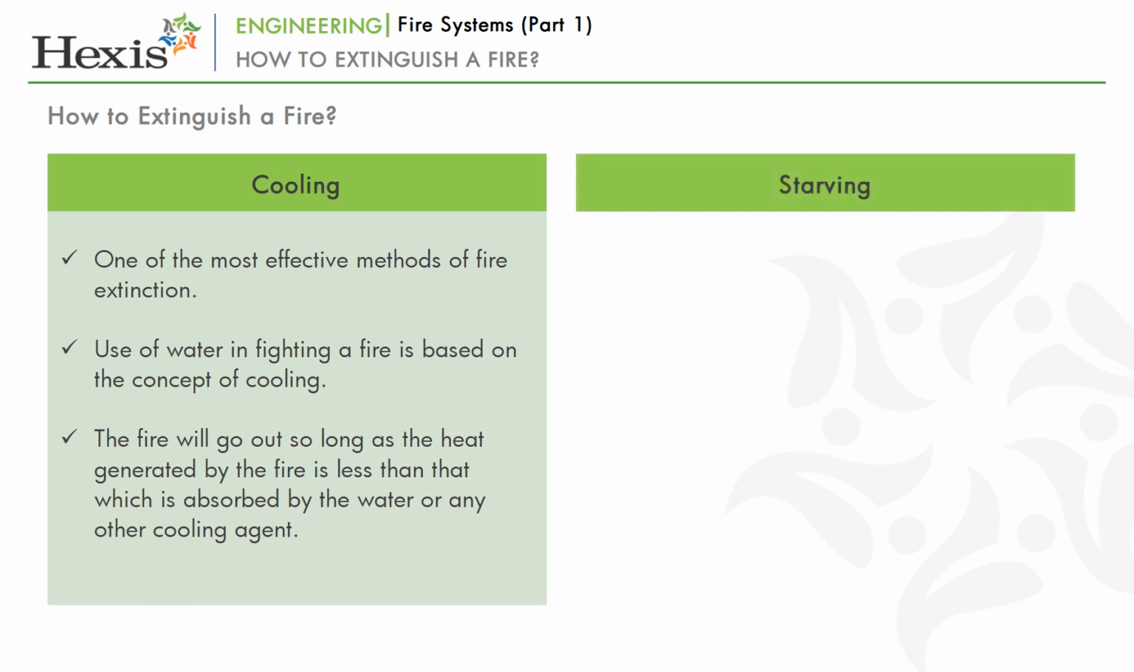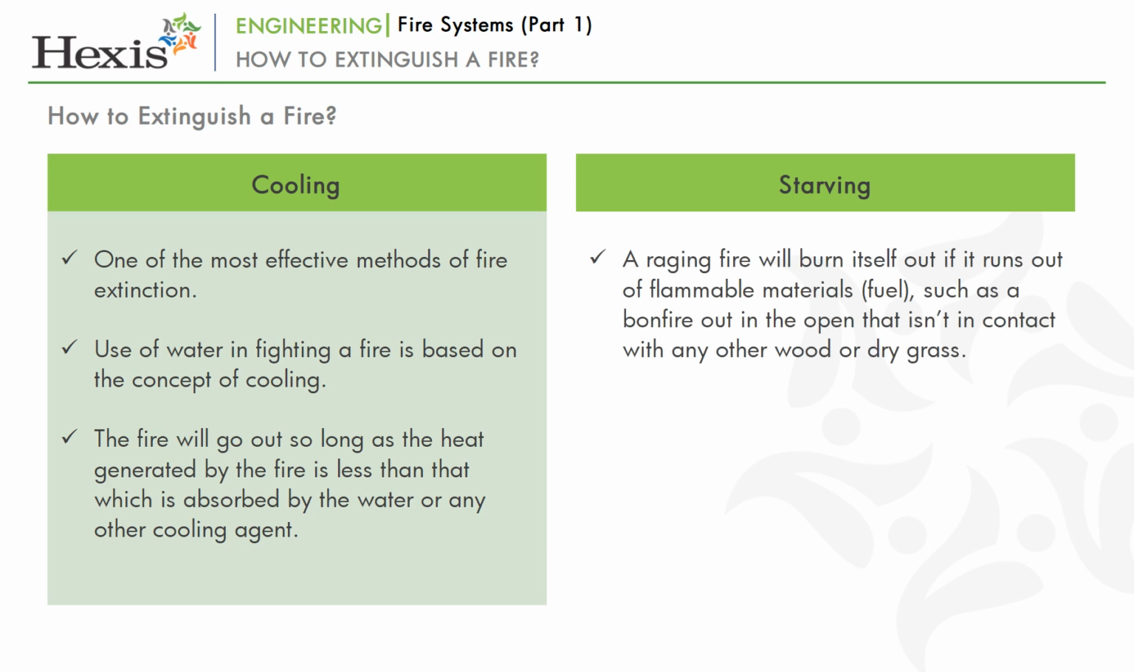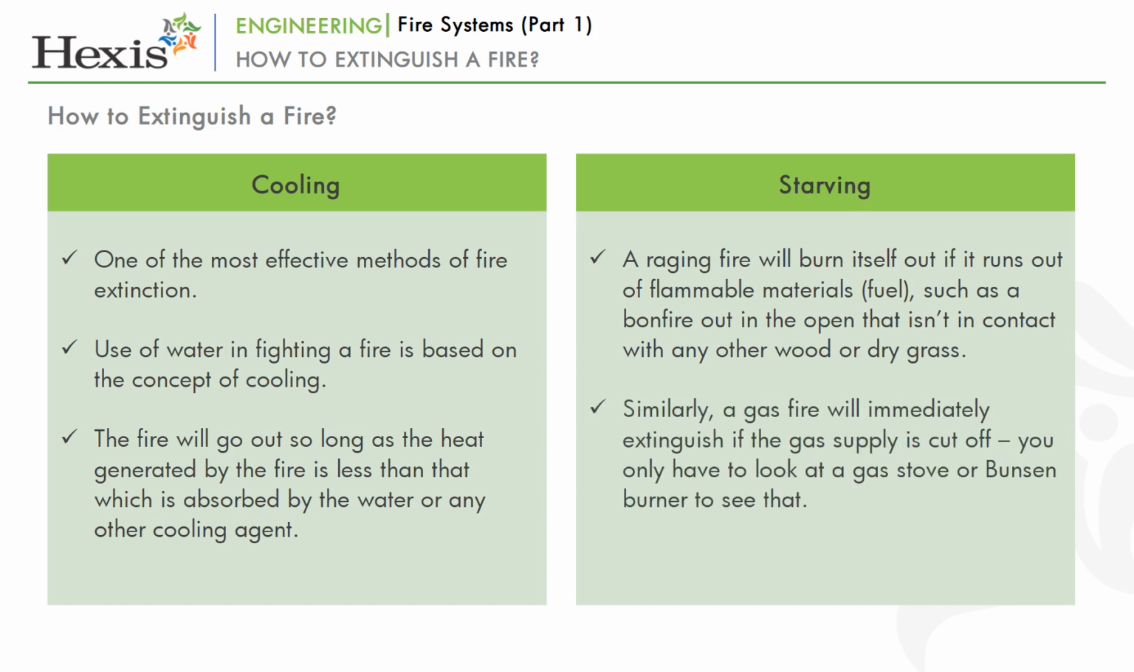Starving. While cooling removes the heat or ignition element of the fire triangle, starving the blaze of its fuel source approaches extinction from a different angle. A raging fire will burn itself out if it runs out of flammable material, that is fuel, such as a bonfire out in the open that isn't in contact with any other wood or dry grass. Similarly, a gas fire will immediately extinguish if the gas supply is cut off. You only have to look at a gas stove or Bunsen burner to see that.